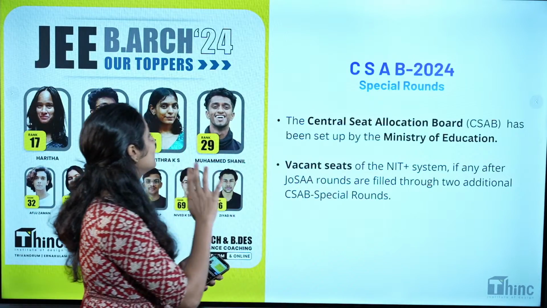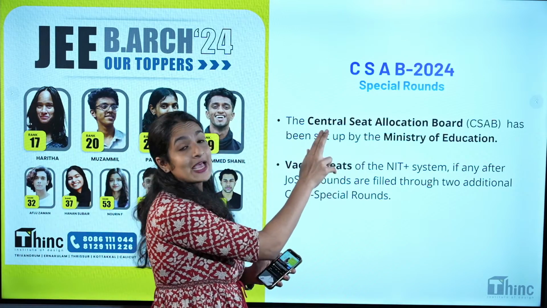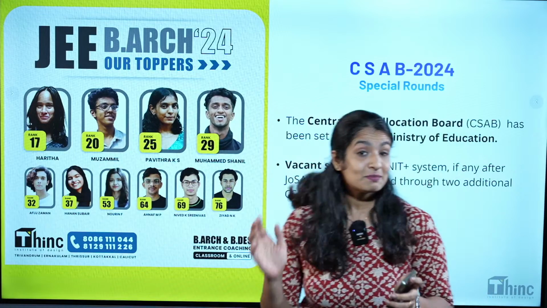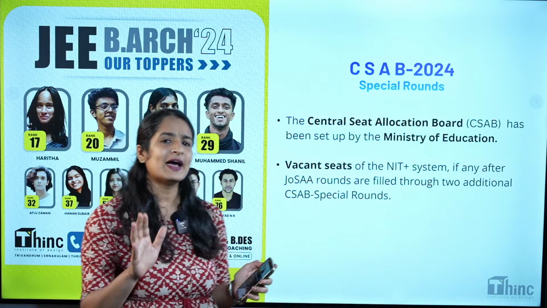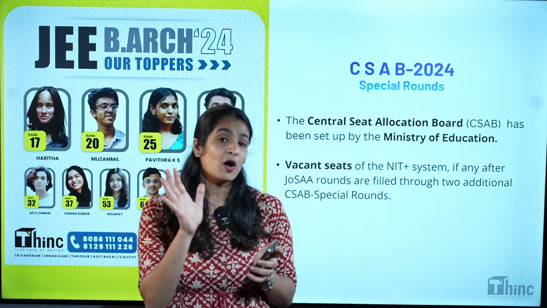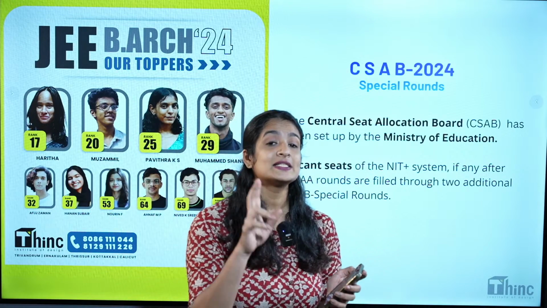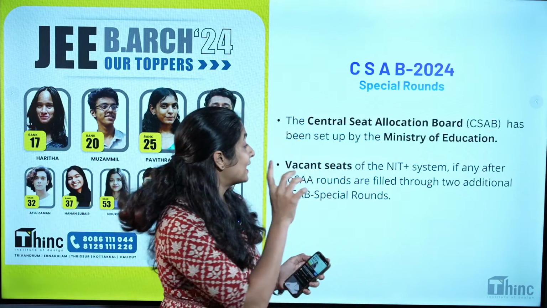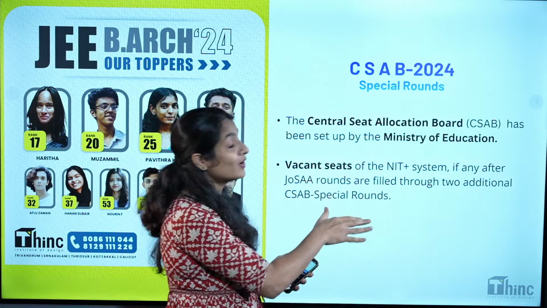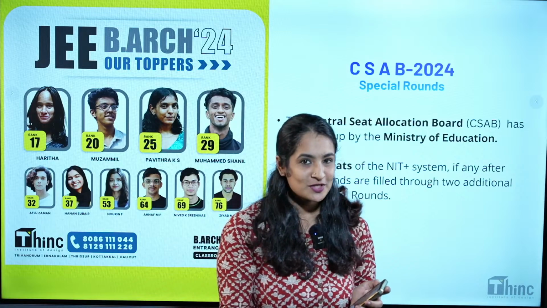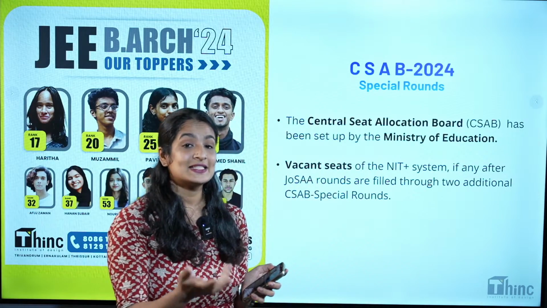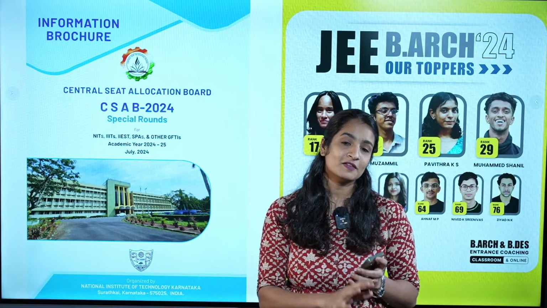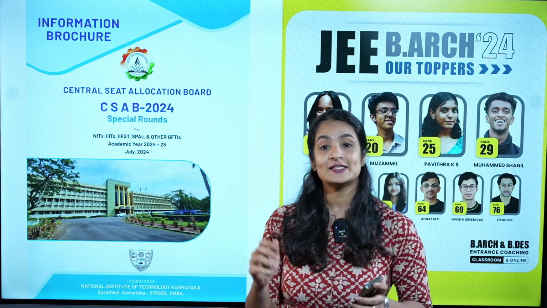So basically CSAB is the Central Seat Allocation Board. It is set up by the Ministry of Education, and after the 5 rounds of JOSAA, all the vacant seats in NITs, GFTIs and SPAs, that is NITs plus systems, are allotted to students through what is called CSAB. Like I said, the process will begin only after the rounds of JOSAA allotments are completed.